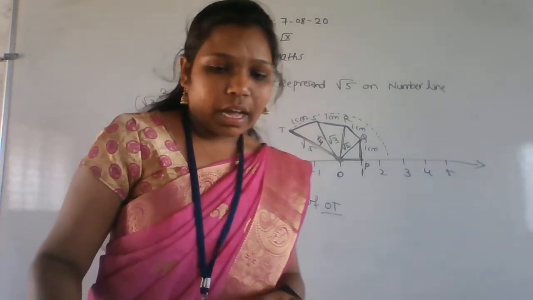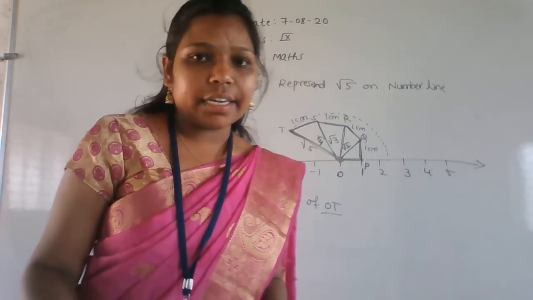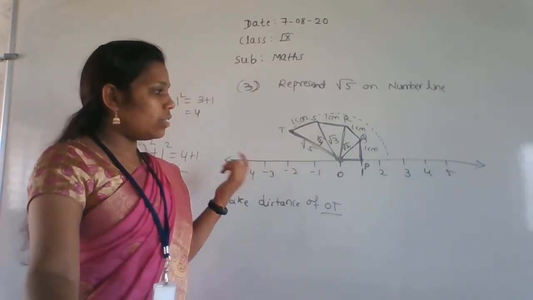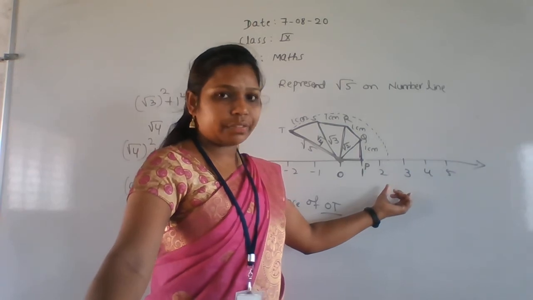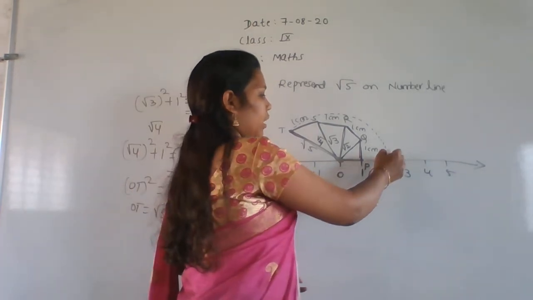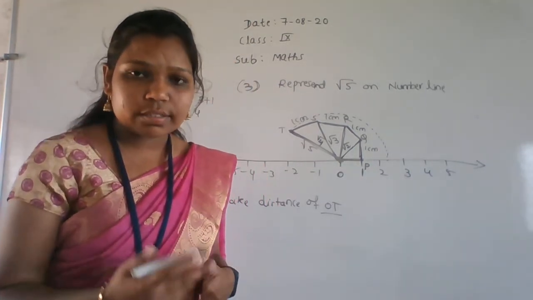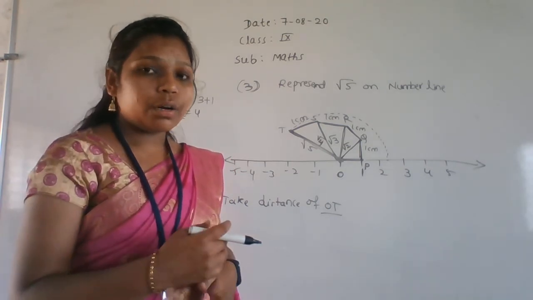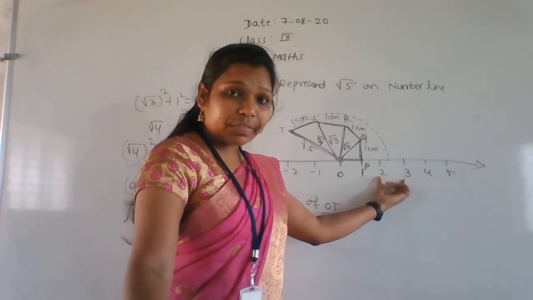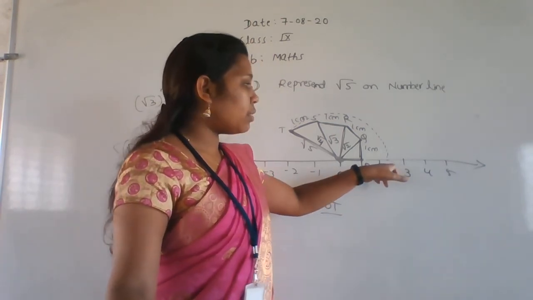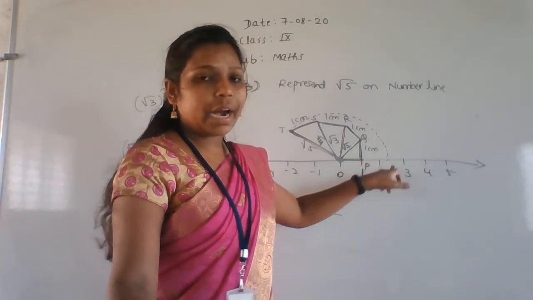Okay, so I hope everyone is understanding. Root 4 is nothing but what? It is 2, and again, yes, of course it comes between 2 and 3. Because root 4 is 2, root 5 is nothing but 2 point some value will come. So it lies between 2 and 3 only. The answer must lie between 2 and 3.